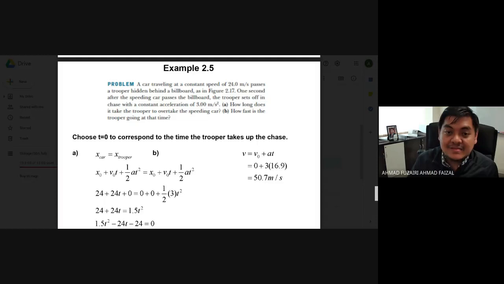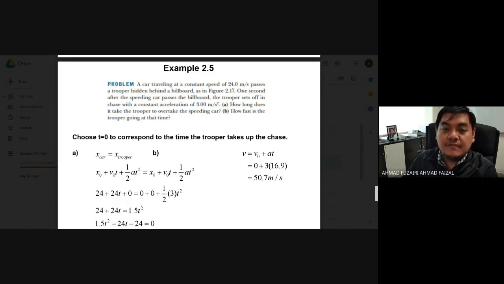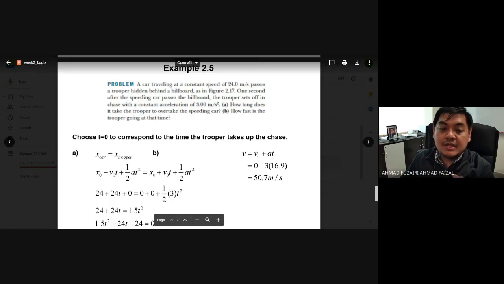So after 1 second, how much has the car moved in 1 second? 24 meter. Why? Because we take it from the constant speed above. This car will move 24 meter per second, which means 24 meter in 1 second. Meaning that in 1 second, that car will travel 24 meters. That's why we can put 24 meters there. Understood, sir. Very well.